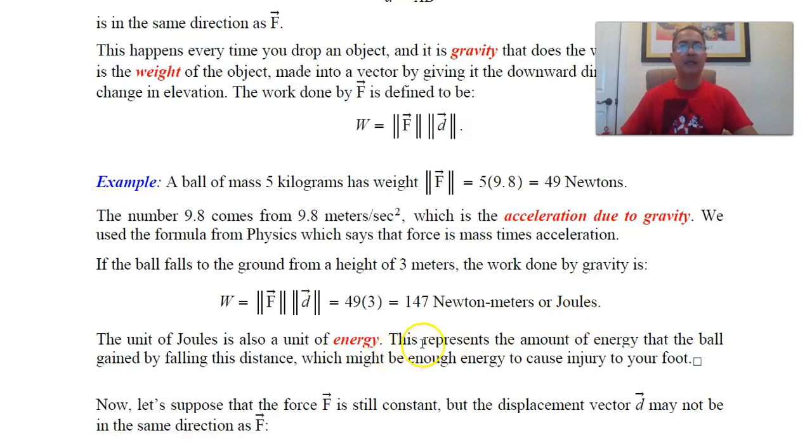Okay, so basically, this work done by gravity is the change in energy of that bowling ball. If we assume that the energy at the top is 0, by the time it falls down to the ground, it gains 147 joules of energy. That's enough to break your toes. So you definitely don't want to be under that ball when it comes crashing to the ground.